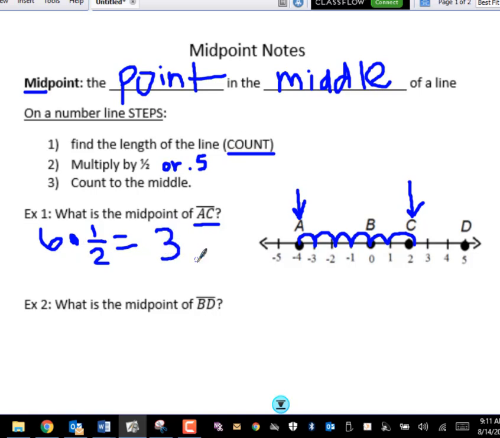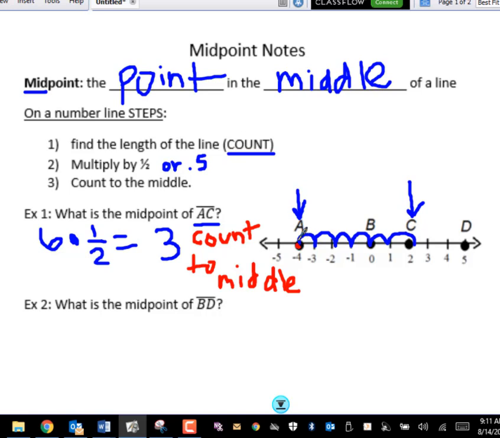Now that does not mean that the answer is 3. That means that you got to count 3 spaces to the middle. So we're going to put count to the middle. Pardon my very ugly writing. Okay, so does it matter whether I start counting from A or C? No, you can pick whichever one you want, because it's in the middle either way.